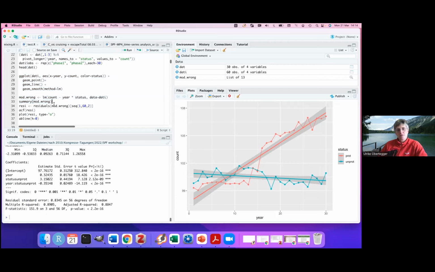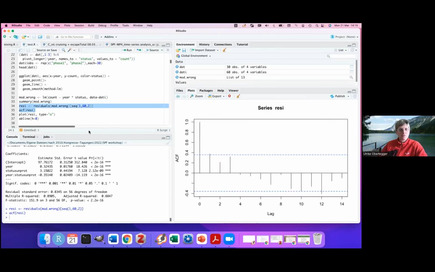The residuals in this case are consecutive, as are the observations. And to get the residuals just for the red line, we have to always take the second observations, because in my data set, it's unprotected, unprotected, protected, unprotected. Therefore, we also have to take the right residuals. If we do this and have a look if there is temporal dependence, yes, if you pay attention to this, there is temporal dependence.